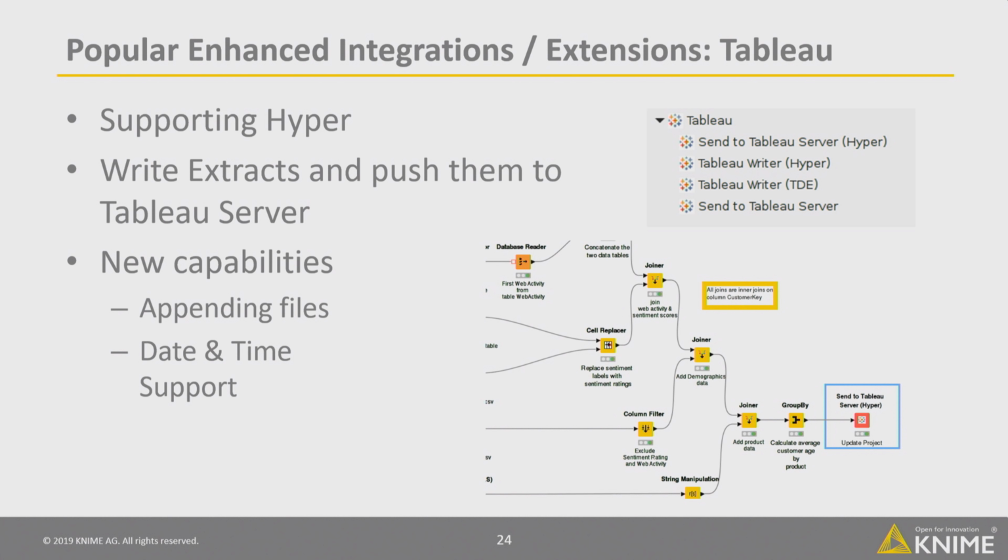In KNIME, we have nodes that allow you to convert a table into this Hyper format and store it locally. The other node that's available is called Send to Tableau Server, which takes that extract and pushes it to a Tableau server where you have your report set up, and it will just display and update your report on the new data. What I often see is that people use KNIME for data processing and dealing with large data, and then create a condensed, aggregated snapshot of the data, and then they display that in Tableau. I guess that is also the case for most of you.